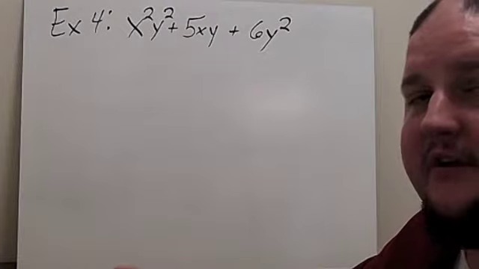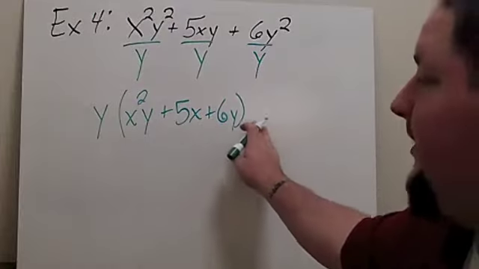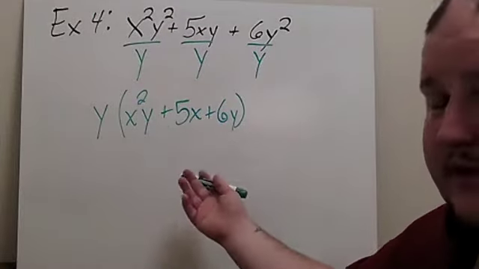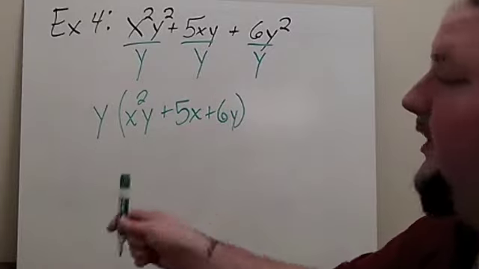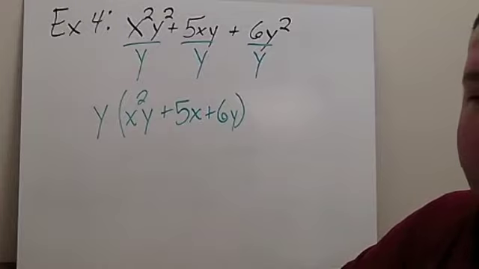So what's the largest thing I can take out? If you said y, you would be correct. So I'm pulling out a y from everything. So now I have y times x squared y plus 5x plus 6y. I can't combine any like terms because nothing is the same, nothing was the same before. It doesn't change anything. I rewrite it with the factored form.